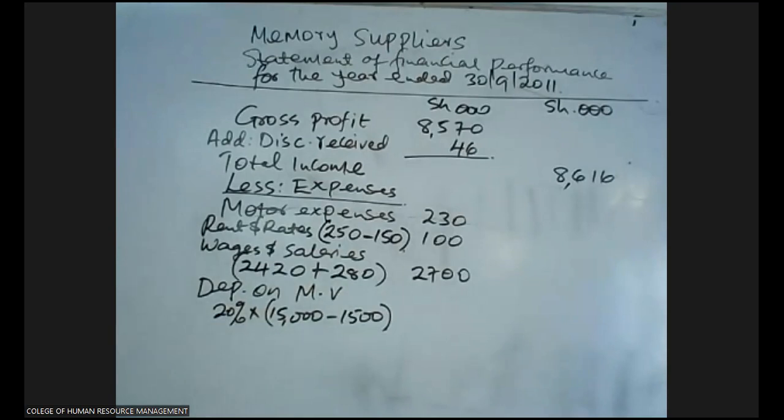That is the difference between on cost and on reducing balance. If it was on cost, we could have done 20% of 15,000 directly. But when it says that it is on reducing balance, you need to deduct the provision for depreciation already provided in the question so that you can get the net book value. That net book value is what you multiply by the rate of depreciation. Kindly note that.